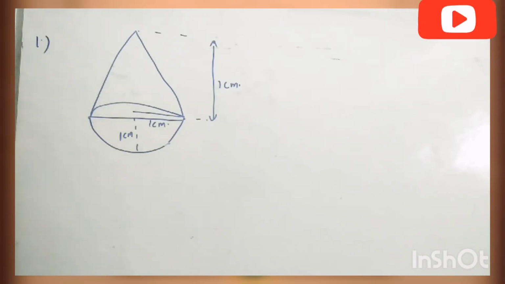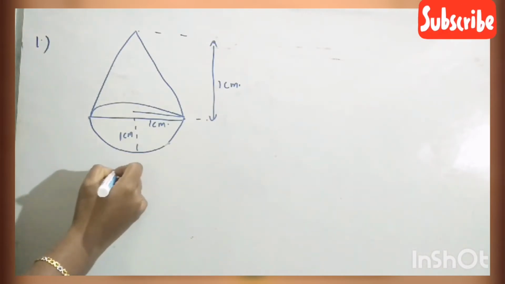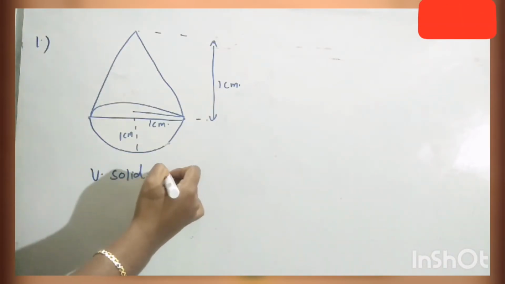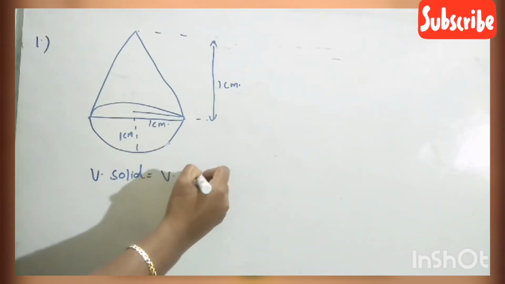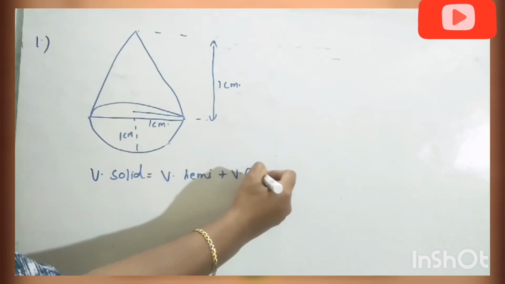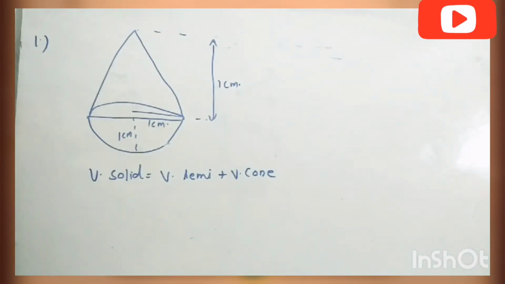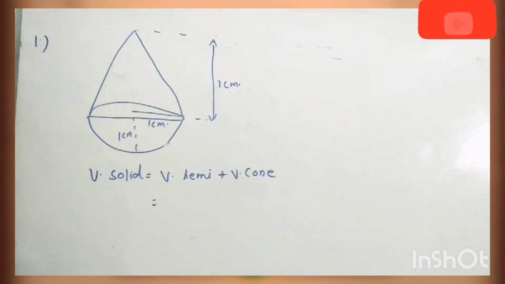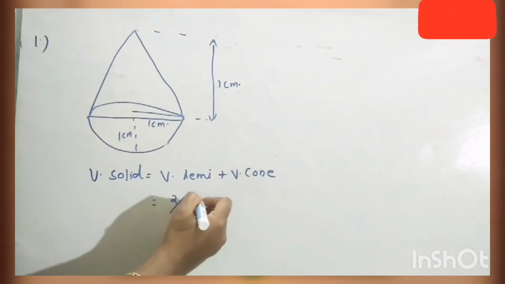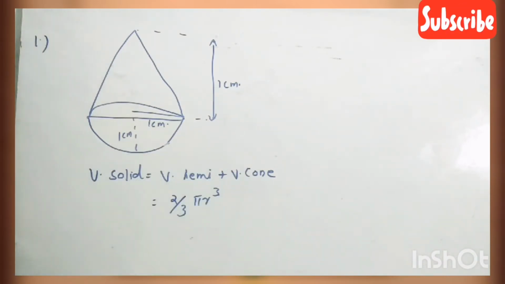The volume of the solid is equal to the volume of the hemisphere plus the volume of the cone. What is the volume of the hemisphere? The formula is 2 by 3 pi r cube. That is the volume of the hemisphere.